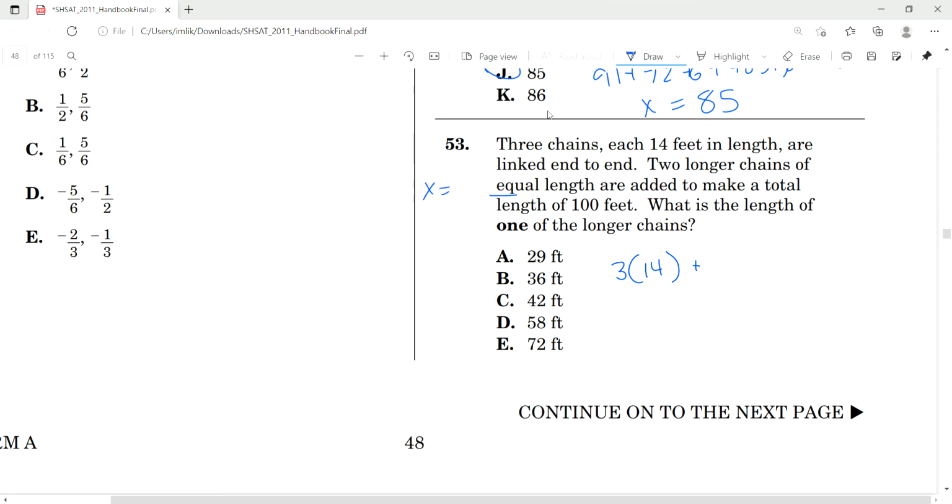Since both of them are equal, we can just call the longer chains x, and write 2x. That's the same thing as saying x plus x. Anyways, they're all added, and they make a total length of 100. Once again, we just solve 3 times 14. I'll tell you right now, 14 times 3 is 42, plus 2x is equal to 100. 100 minus 42 is 58, so 2x is equal to 58. Divide by 2 on both sides. 58 divided by 2 is 29 feet, which is A.